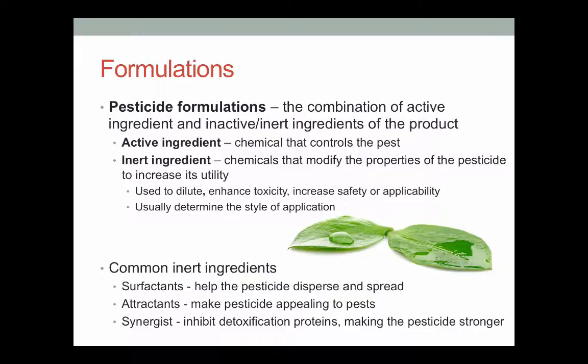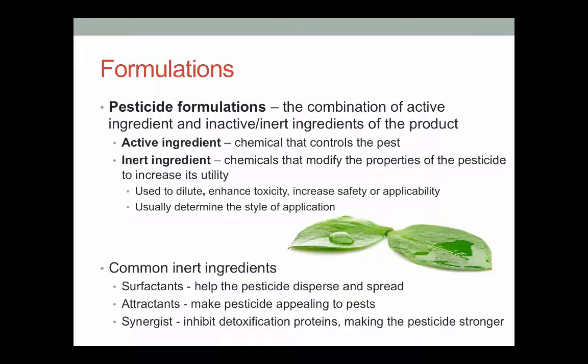So as far as formulations are concerned, they are the combination of active ingredients and inactive or inert ingredients in the product. Really, these are 2 completely separate components of the product, but they perform separate but very important roles. The active ingredient is going to be the chemical that actually controls the pest. So if you're applying something like Zeal miticide, it's got the active ingredient etoxazole, right? And this is the chemical that actually goes in and disrupts the life cycle of the pest.